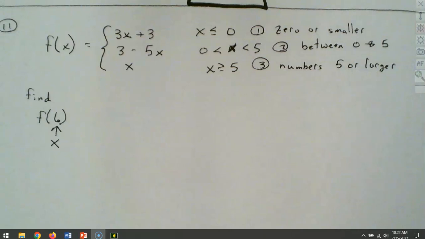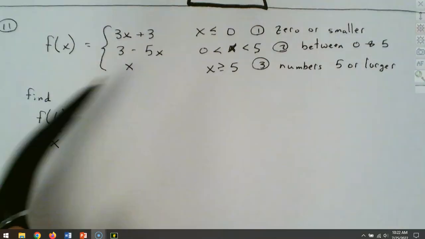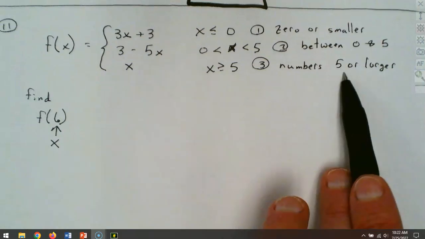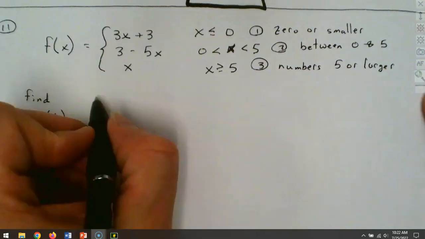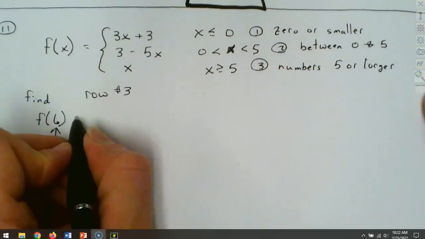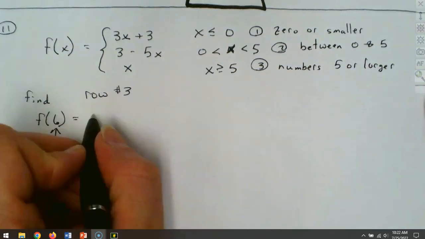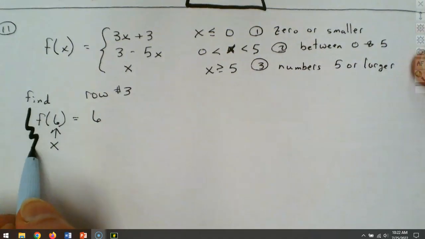Is 6 between 0 and 5? No. It's not going to be here. Is 6 larger than 5? Yes. So which row are we going to use? We're going to use row number 3. And so f of 6 would then be just simply 6. I'm going to do a couple more examples with different numbers, so hopefully it'll make more sense.